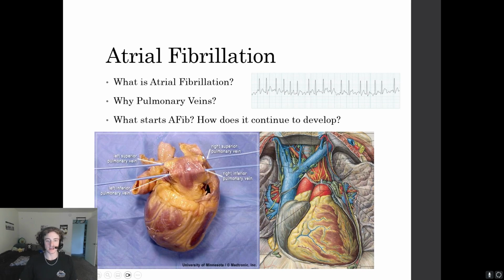So what starts AFib? Before I even say that, what's going to happen if the heart beats and one part of the heart, like right here, is fixed? What's going to happen to especially these tissues directly around the pulmonary veins? If this isn't moving and the heart is moving, you're going to see tension. You're going to see a stretch occur in this tissue.